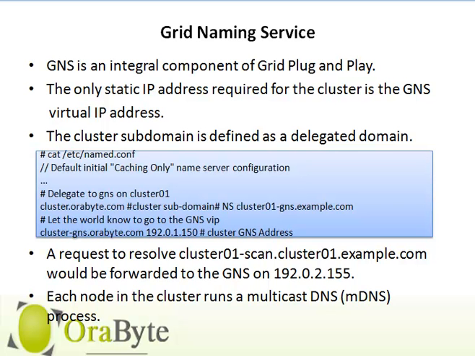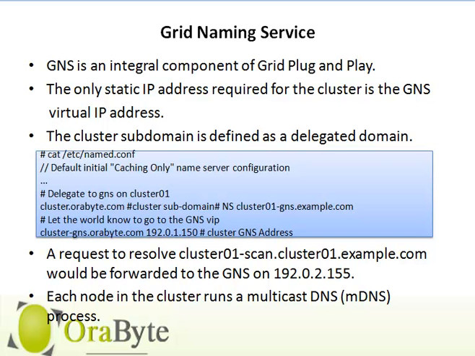A request to resolve cluster01-scan.cluster01.example.com would be forwarded to the GNS on 192.0.2.155. So the name resolution, because ultimately your name has to be bound to an IP address. So when you are specifying that I want to go and resolve cluster01-scan, for example, .cluster01.example.com, I need to go to GNS to get the information.